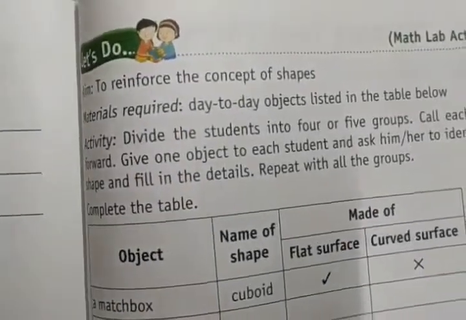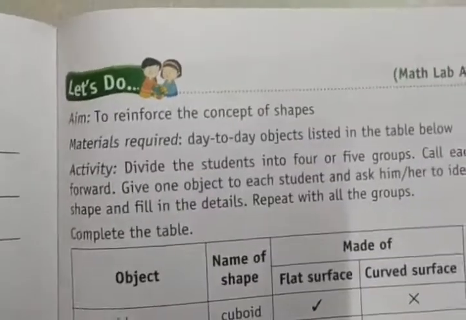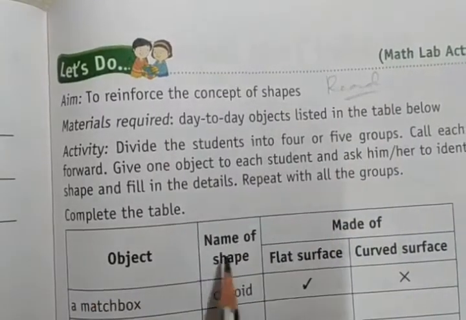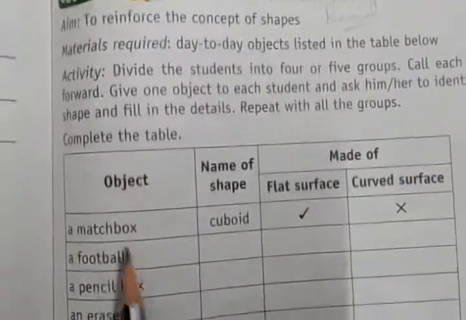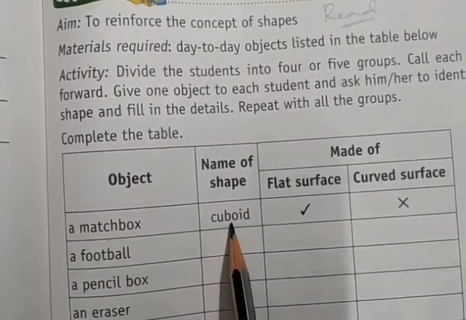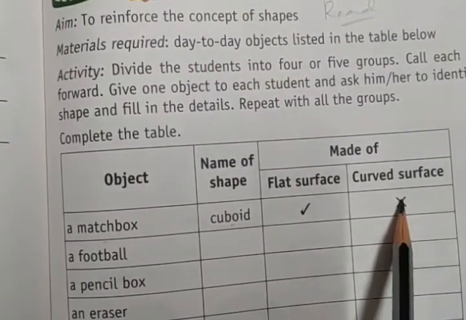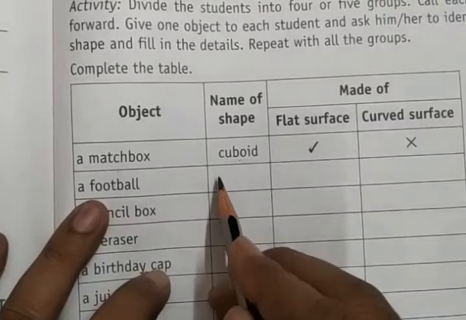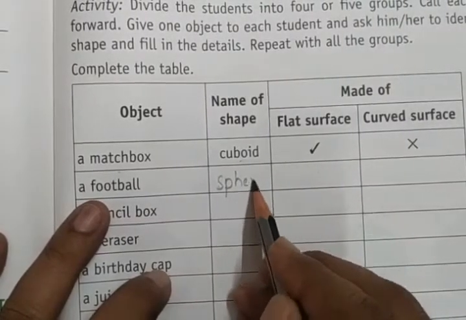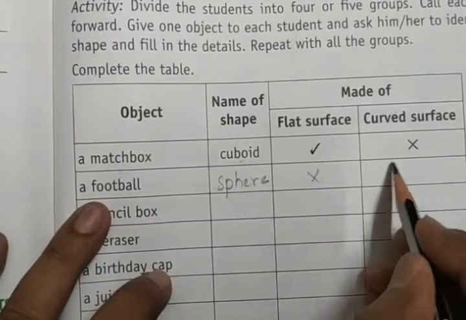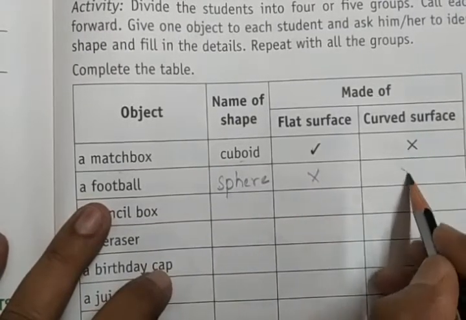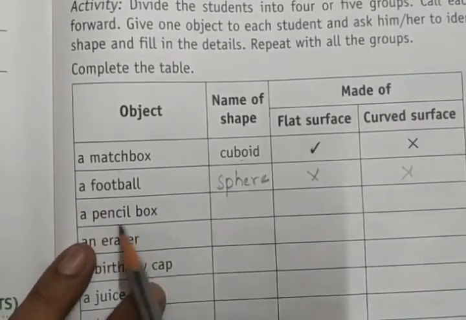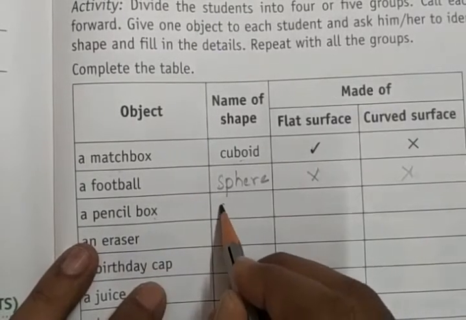Okay, let's do some activity. You can do it. Read, understand and do this activity. Complete the table 2. Object, shape, flat surface, curved surface, no curved surface. Football is a sphere. Okay, no flat surface, only curved face, no flat surface, only spherical. A pencil is a cylinder.